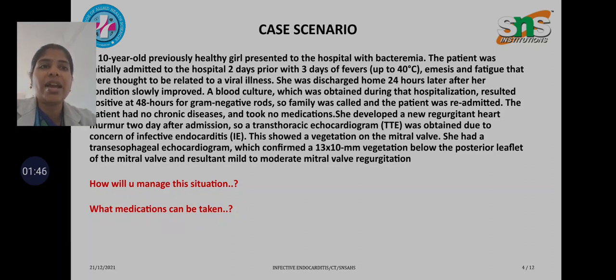So a transthoracic echocardiogram was obtained due to concern of infective endocarditis, and this showed vegetation on the mitral valve. She had a transesophageal echocardiogram, which confirmed a 13 by 10 mm vegetation below the posterior mitral valve leaflet and resulted in mild to moderate mitral valve regurgitation.